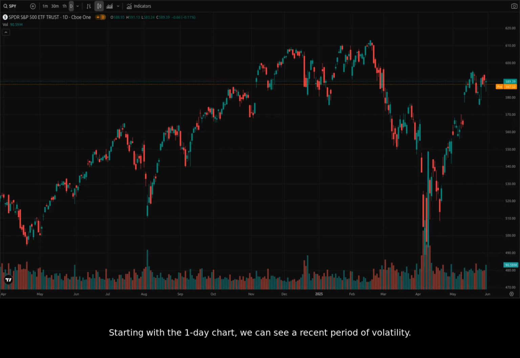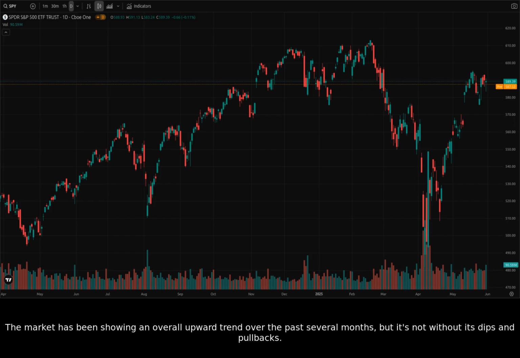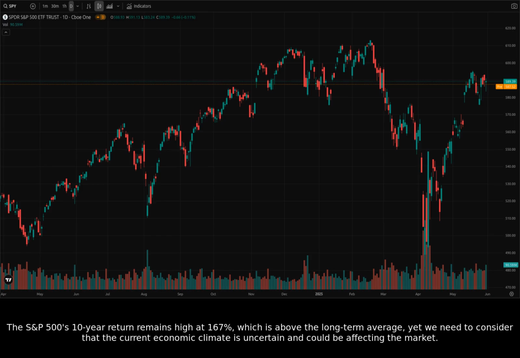Starting with the one-day chart, we can see a recent period of volatility. The market has been showing an overall upward trend over the past several months, but it's not without its dips and pullbacks. The S&P 500's 10-year return remains high at 167%, which is above the long-term average, yet we need to consider that the current economic climate is uncertain and could be affecting the market.